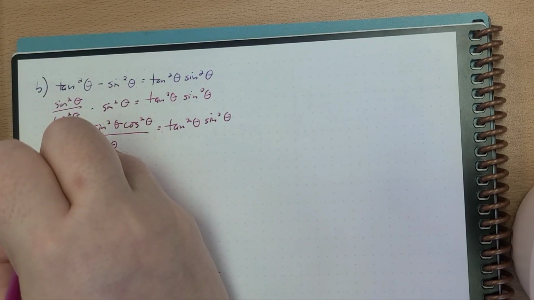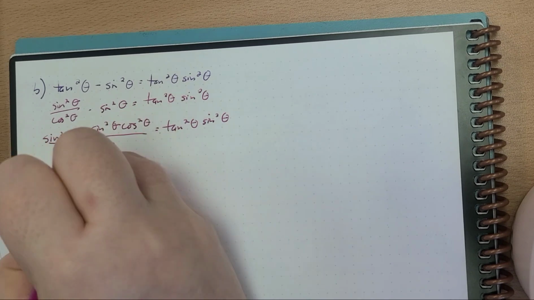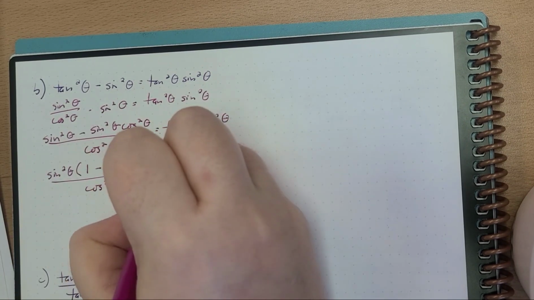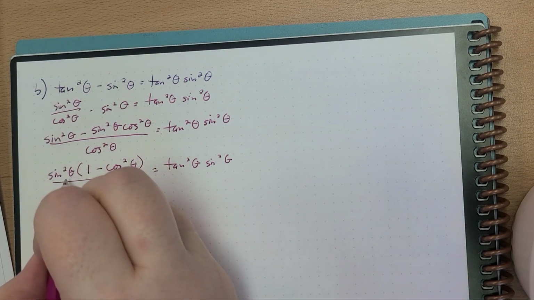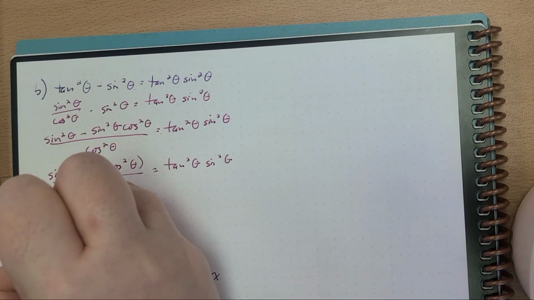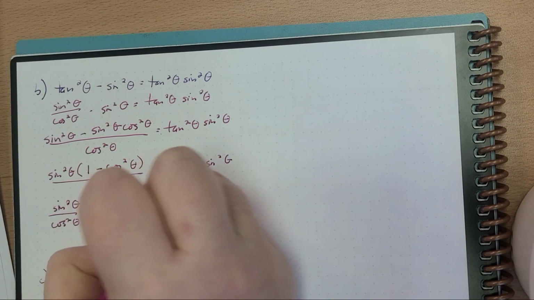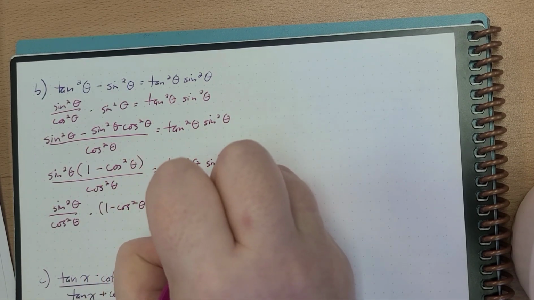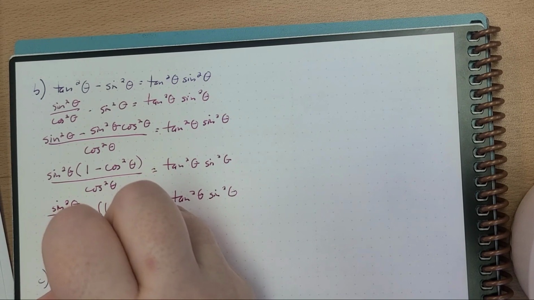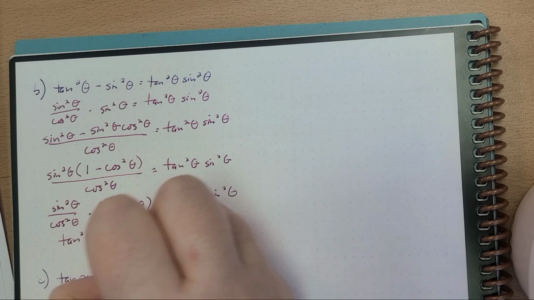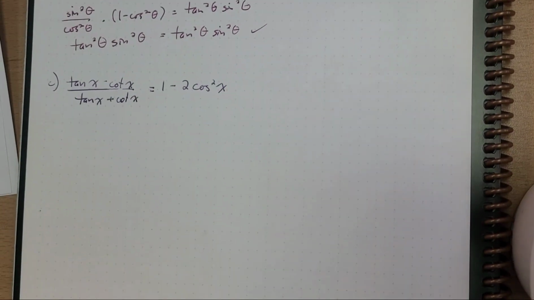Now we can factor out a sine squared. So we take out sine squared theta. We're left with 1 minus cosine squared theta, and that's all over cosine squared theta, equal to tan squared theta sine squared theta. Okay, and then once we do that, we can break this up. So this is equal to sine squared theta over cosine squared theta times 1 minus cosine squared theta, and same thing on the right. Sine squared over cosine squared is tangent squared, and 1 minus cosine squared we know is sine squared, so this is tan squared theta sine squared theta is equal to tan squared theta sine squared theta. We verified it. All right, let's just do one more and then we'll be done for today.